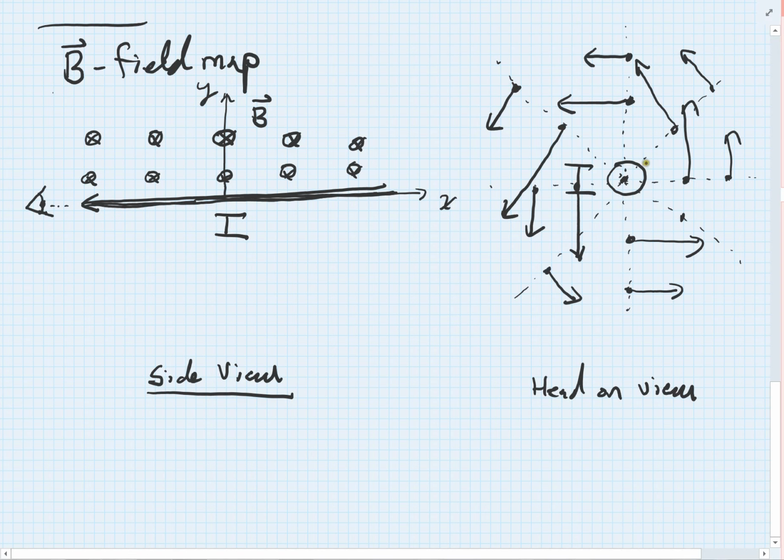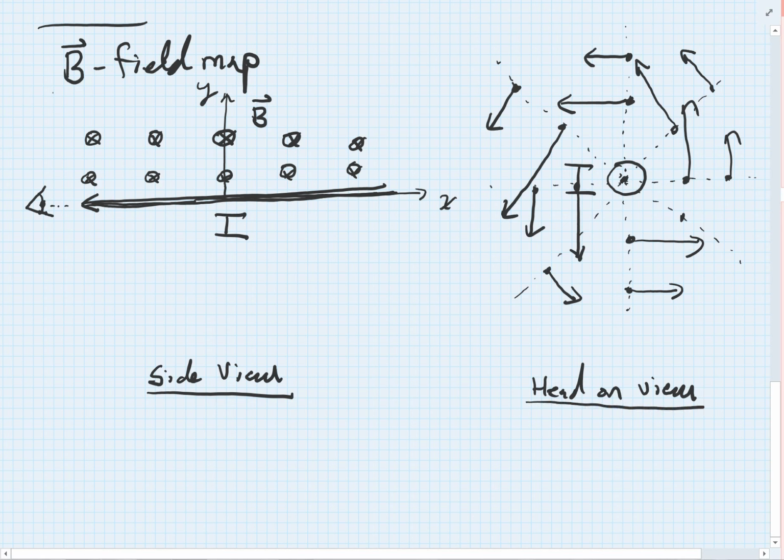So what you can see then is that these magnetic field vectors, I've drawn a field map. I've given you the bases of vectors and drawn the actual vectors at each of their bases. I think you can see what this pattern is going to look like. So that's a field map.